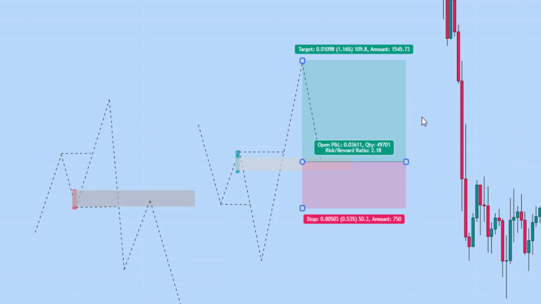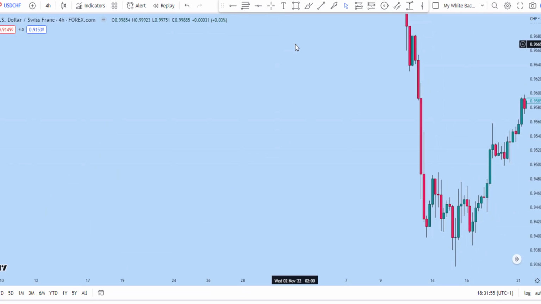So let's go to the chart and have a look at this particular concept so you can use it as a professional trader in your trading career.